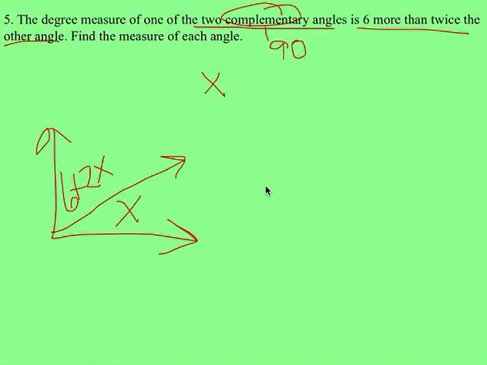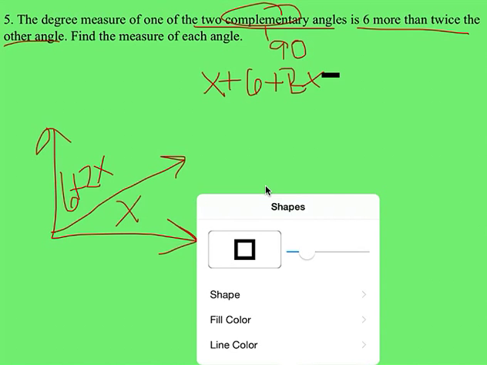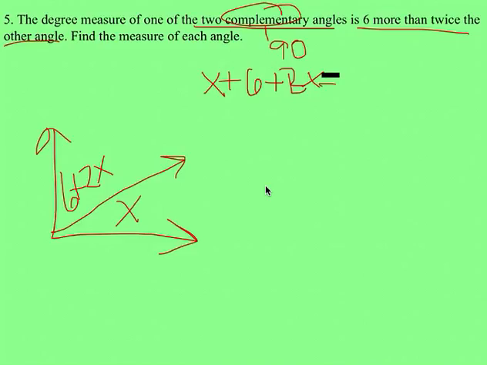So I'm going to have x plus 6 plus 2x is equal to 90 degrees. So now I need to combine my x terms. So x plus 2x is going to give me 3x plus 6 is going to give me 90.